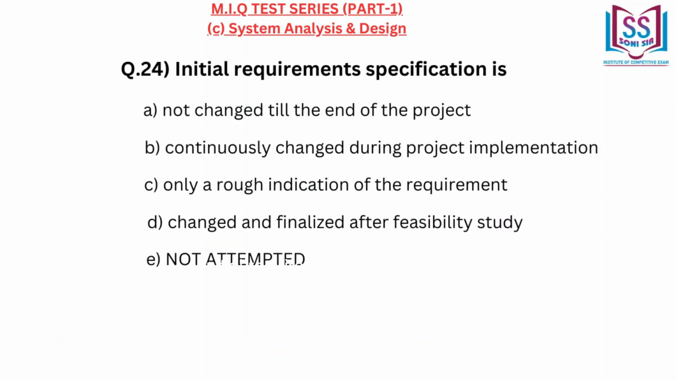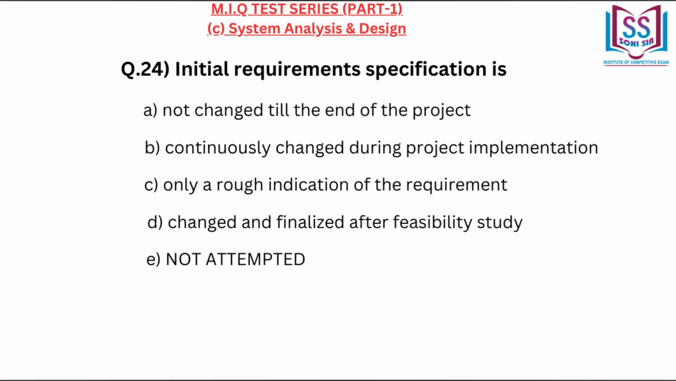Initial requirements specification is: A. Not changed till the end of the project. B. Continuously changed during project implementation. C. Only a rough indication of the requirement. D. Changed and finalized after feasibility study.